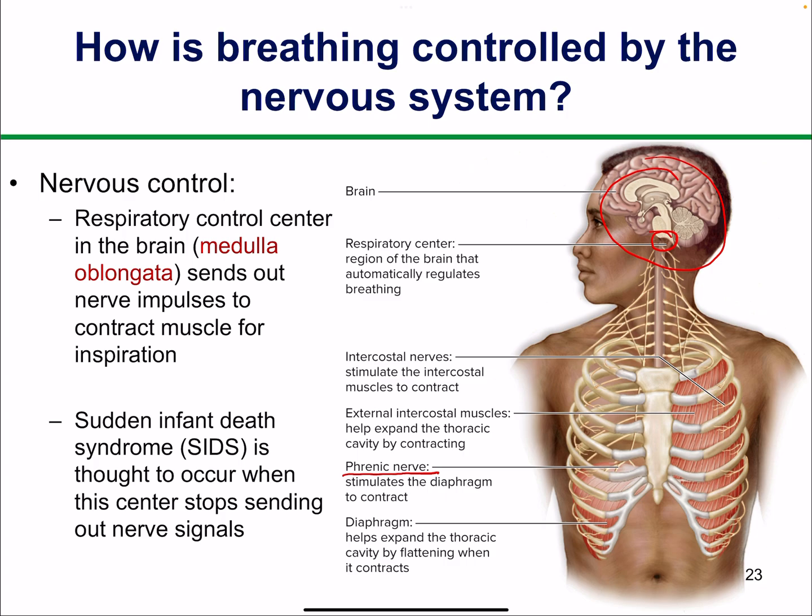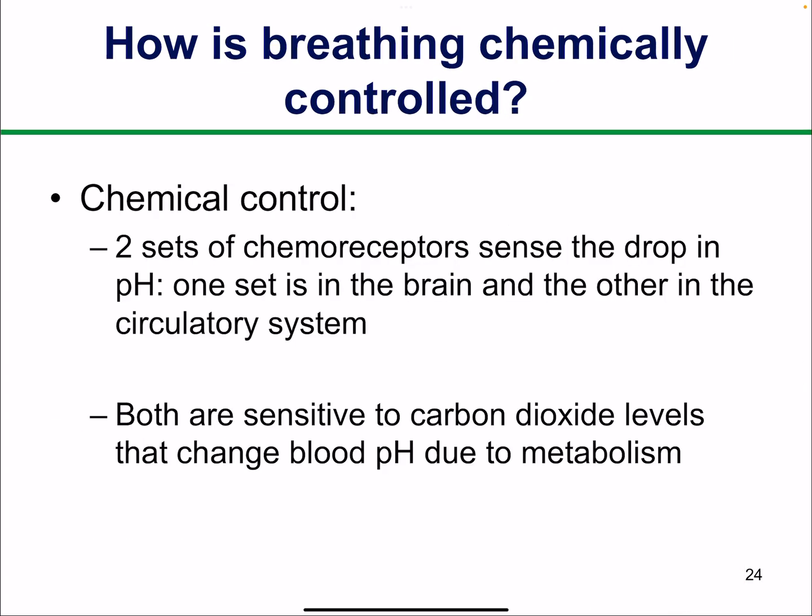Now, it has been shown that sudden infant death is associated with a dysfunctioning respiratory center, right? When the respiratory center stops sending signals, so that the intercostal muscles are not responding properly anymore, right? This can cause a child to die.